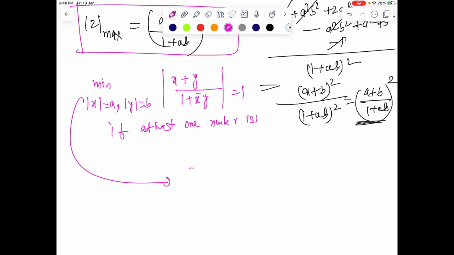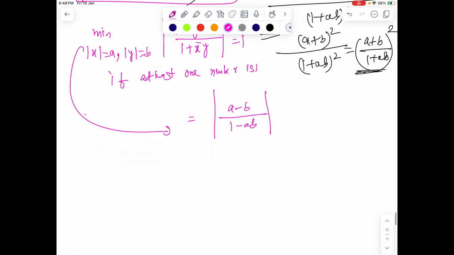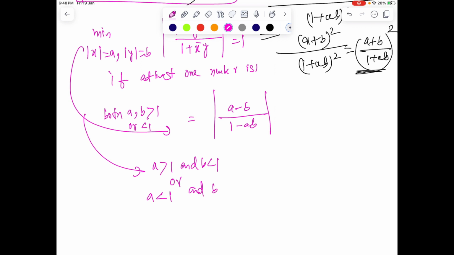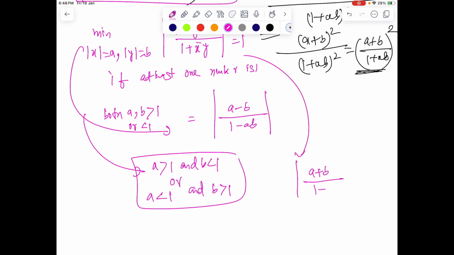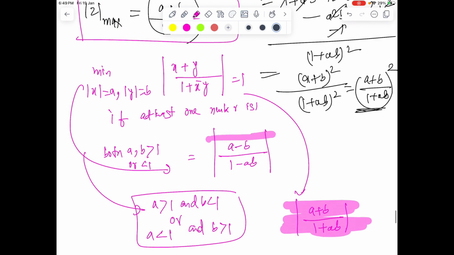Now if both of the numbers are greater than or less than 1, under that case the minimum value of this is going to be mod A minus B by 1 minus AB. Just put minus AB and you can check all the options. So this is for both A and B either greater than 1 or less than 1. Now if one of the numbers among A and B is more than 1 and the other is less than 1, so let's say A is more than 1 and B is less than 1, or A is less than 1 and B is more than 1. Under this condition, the minimum value of the same expression we'll get is A plus B by 1 plus AB.